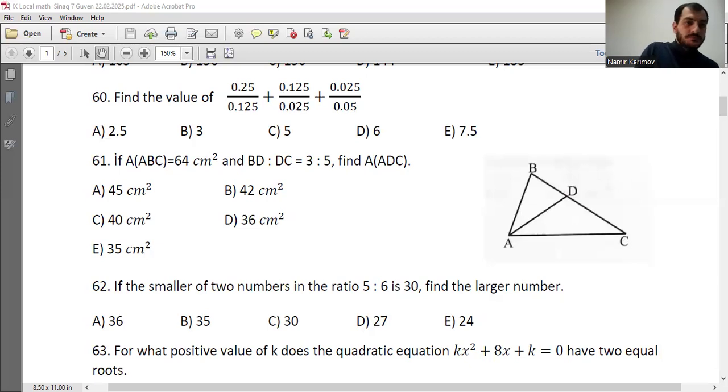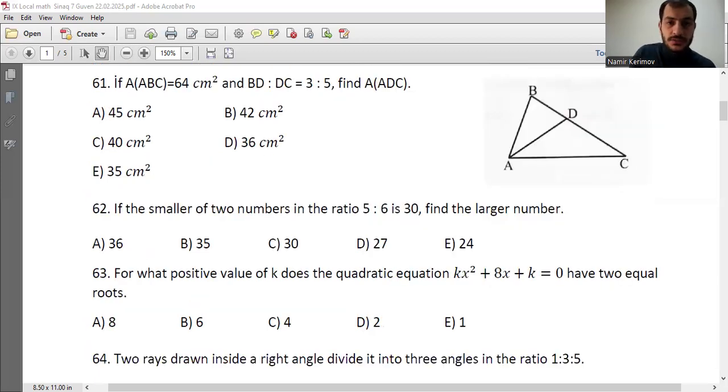Okay, in 61, we know the ratio of BD and DC is 3 to 5. Actually, the ratio of area ABD to area ADC is the same as the length ratio BD to DC. It's like 3 to 5. If you want, you can prove it by drawing the height of the triangles.